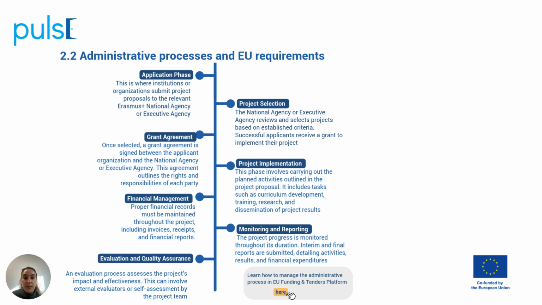International projects, especially those funded by programs like Erasmus, follow a structured administrative process. This process includes several phases, starting from the application, moving through project selection and grant agreement, and continuing with the implementation, financial management, monitoring, and evaluation. Each of these phases requires attention and accuracy. In particular, financial management and reporting are crucial as they ensure transparency and accountability throughout the whole project.